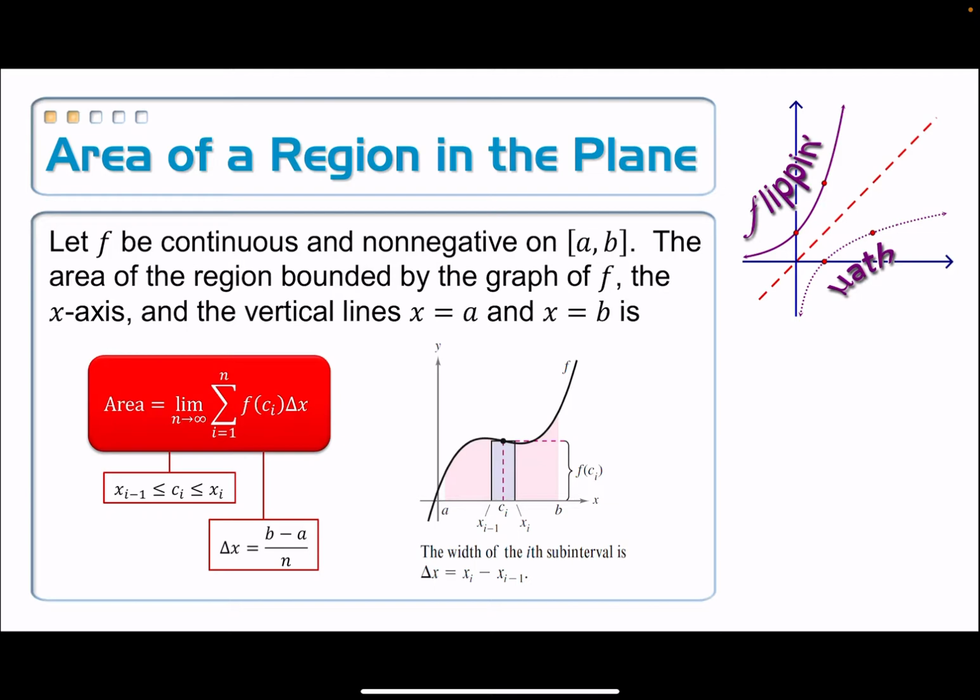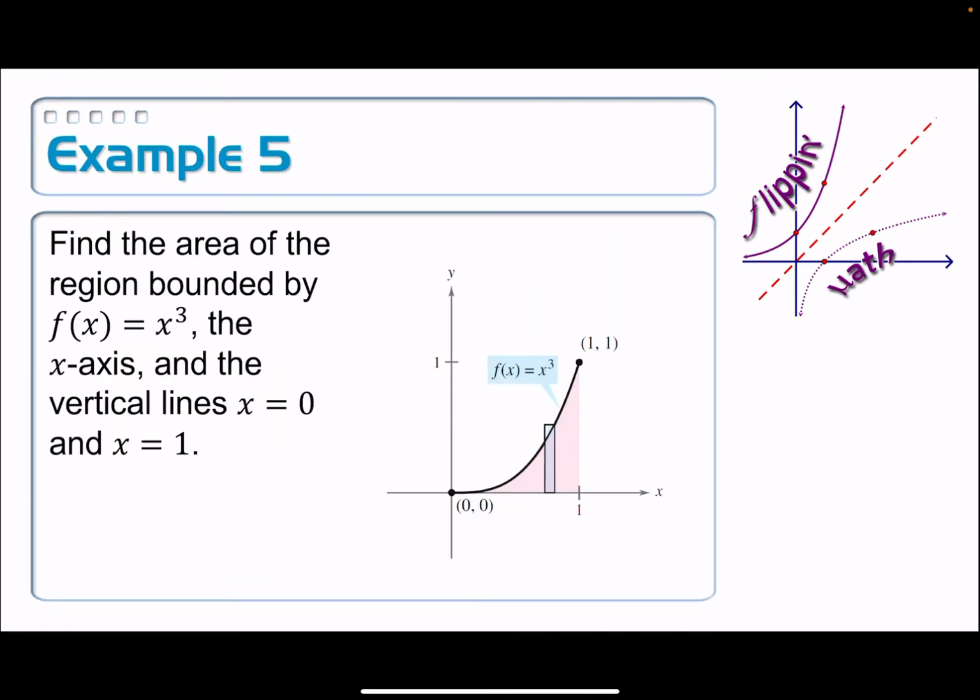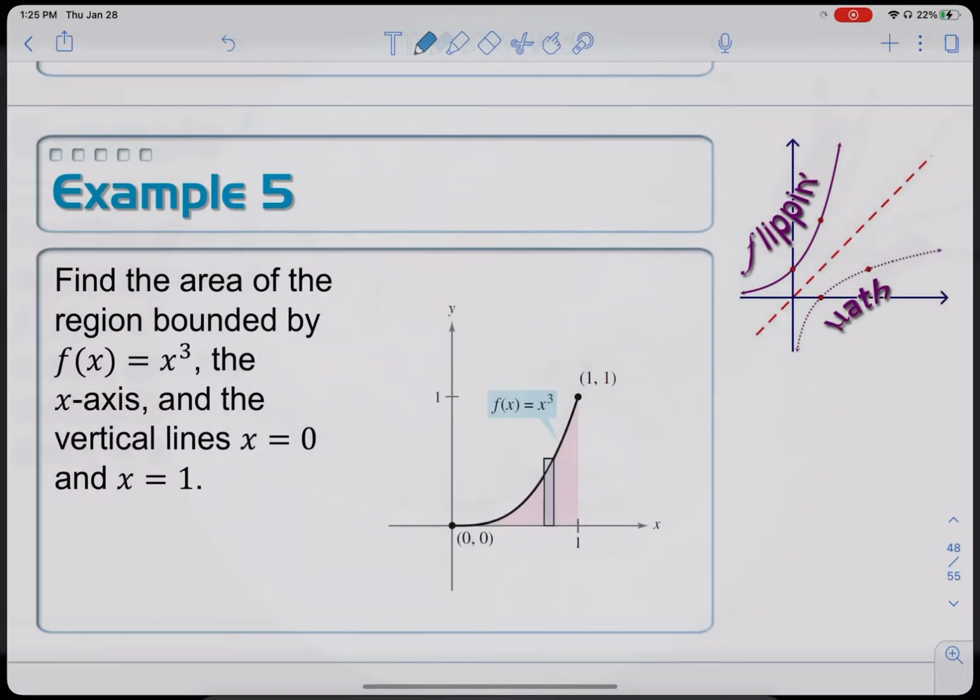We will see in another chapter, another unit, instances where that area just gets infinitely big, it diverges. But for this particular unit, they will definitely converge to a nice, neat number. And we will find that number using a limit of a Riemann sum. Let's do such a thing here on example 5. Find the area of the region bound by f of x equals x cubed, the x-axis, and the vertical lines x equals 0 and x equals 1.